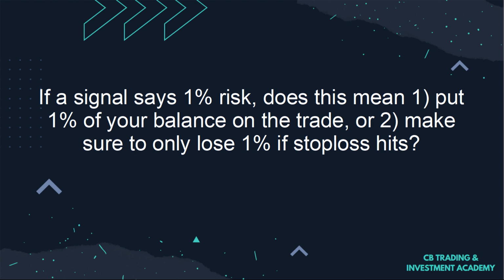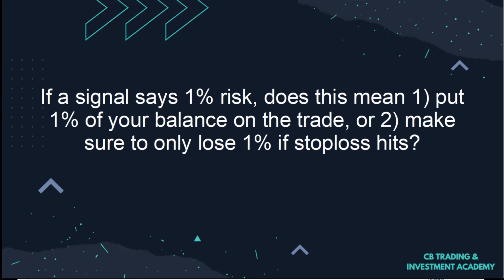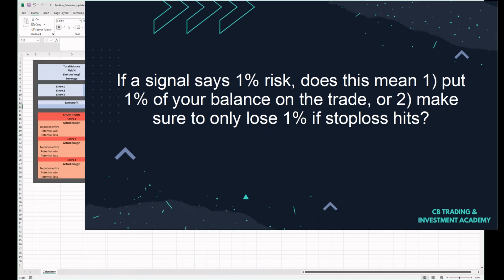It means that if a signal says 1% risk, let's say you have a $100 account, when the trade hits stop loss you only want to lose 1% of that account. So on a $100 account, your stop loss should only cost you $1. The way to calculate your risk at the beginning, because once you're getting more and more experienced it will become easier, but in the beginning it's best to use the calculator.